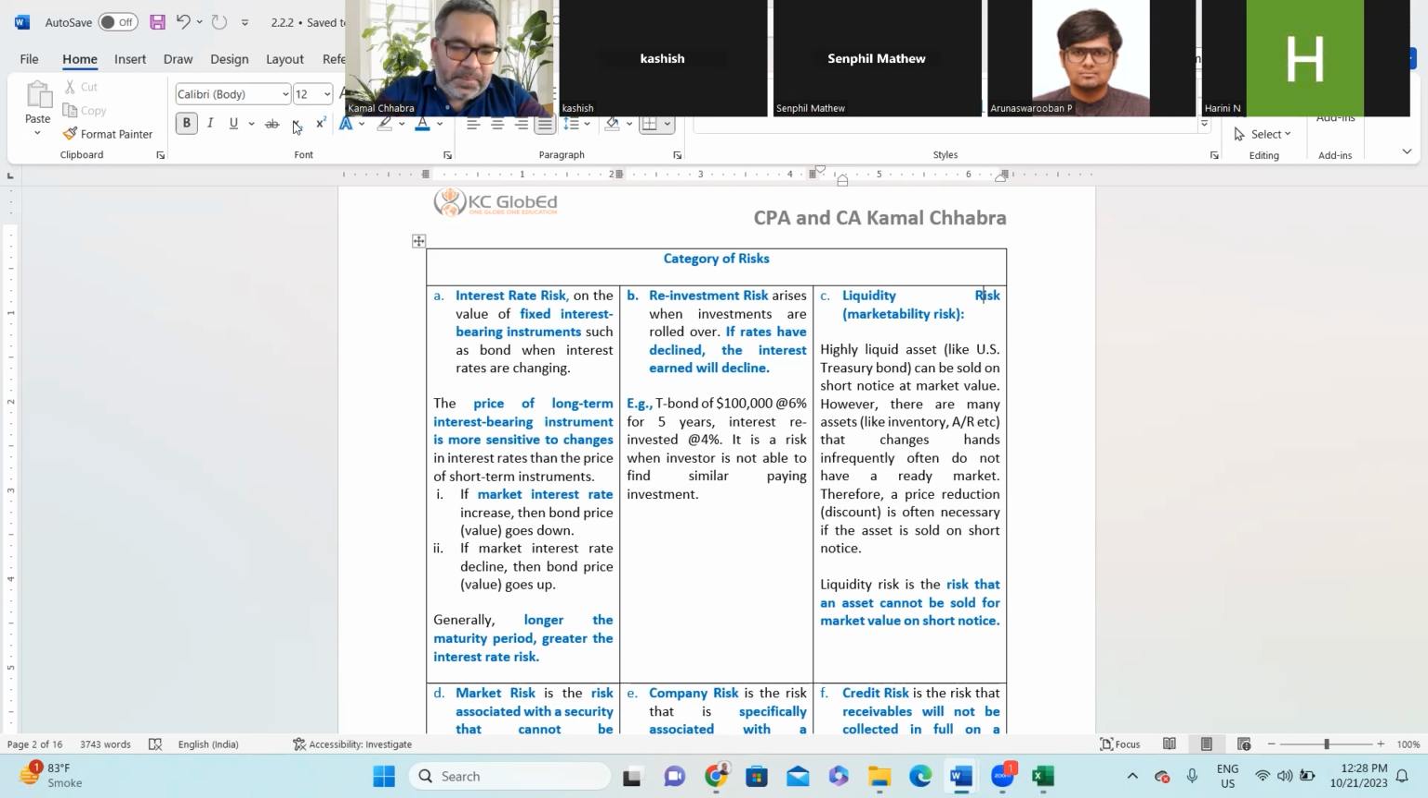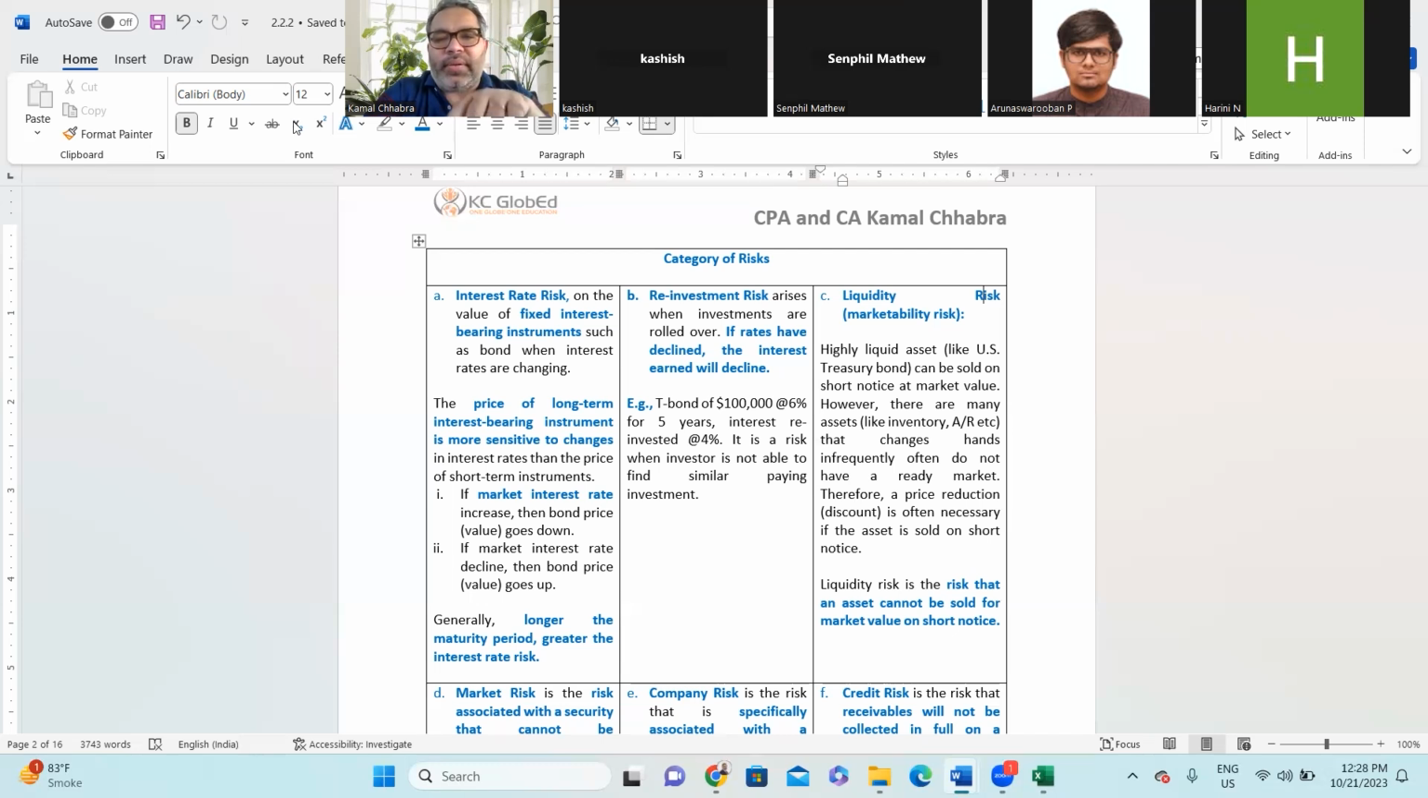Cash, bank, and one more thing: marketable security. What does not come in liquid assets? Inventory, prepaid, and account receivable, right?